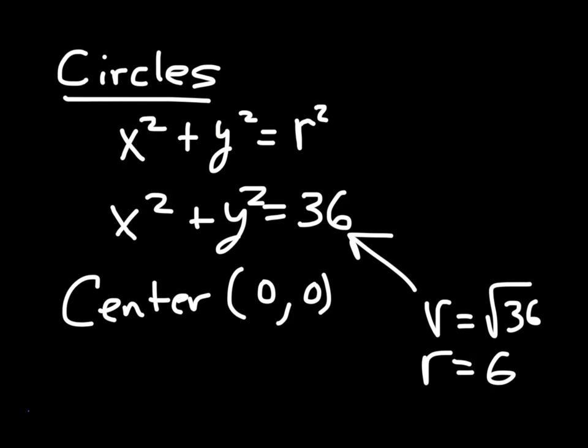And one way to remember that is the letter R looks a lot like a square root symbol, and you square root to get the radius.